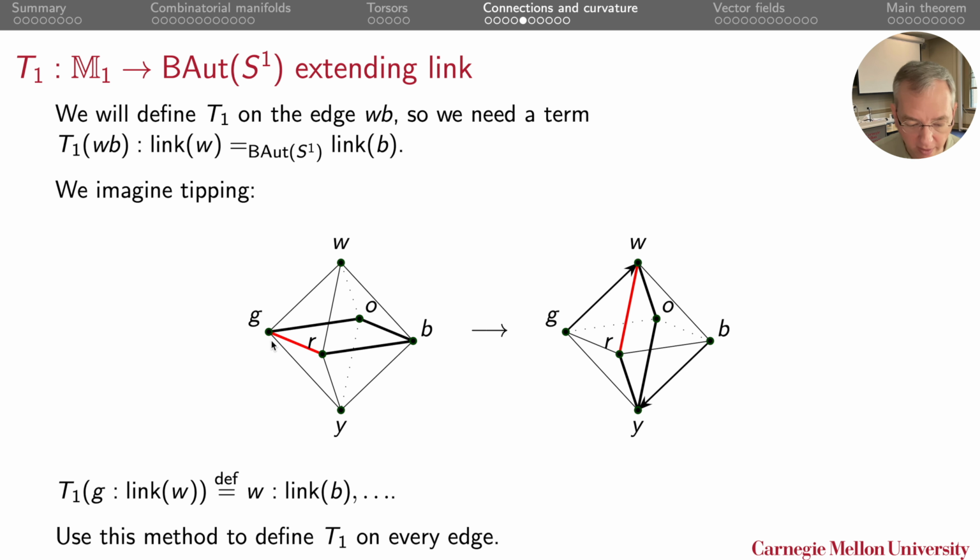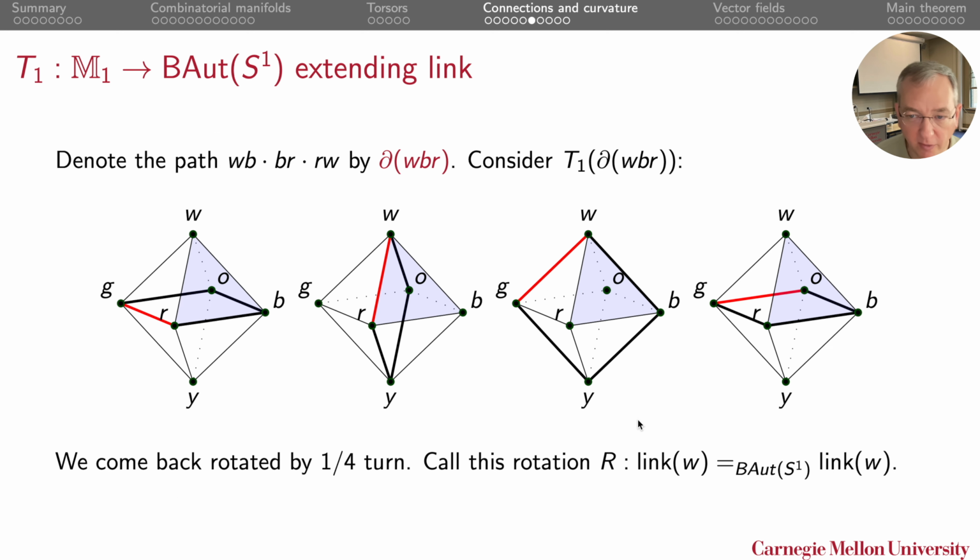Okay, and so on. You can see that it will take O to O, R to R, and then it'll take B in the link of W to Y in the link of B. And then we can use this same method, this tipping visualization, to do this for all the edges. It's pretty intuitive.